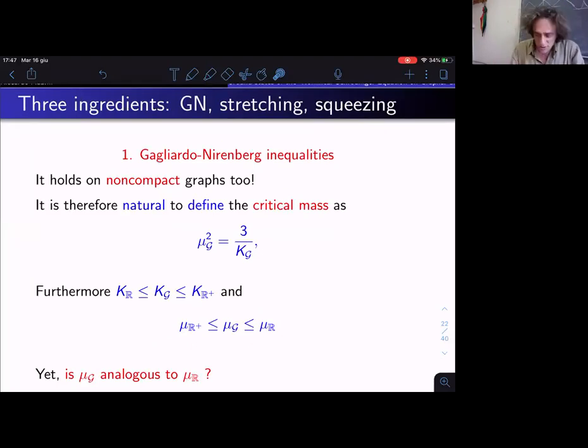So what we use here, okay, now I try to go from the line to graphs. There are three ingredients: Gagliardo-Nirenberg, then stretching for small mass and squeezing for larger mass. So first of all, for the Gagliardo-Nirenberg inequality, good news. It also holds on a non-compact graph. It's just a matter of rearrangements, one line improve.